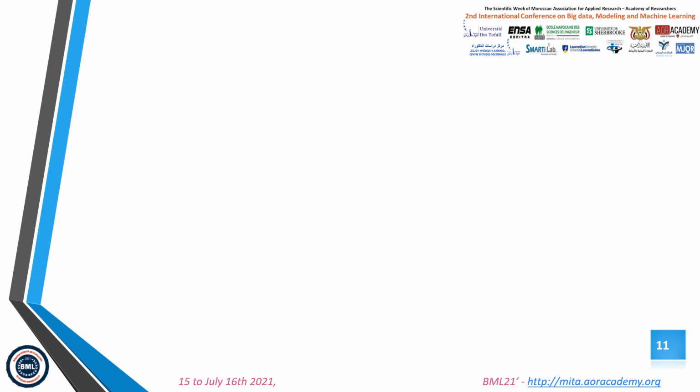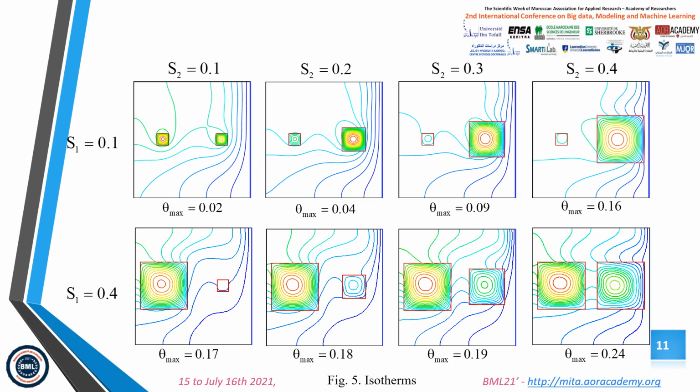For the isotherms, this figure shows these lines for different values of S1 and S2. This figure shows that the isotherms are concentrated in the largest block and tight in the fluid medium. The isotherms also show that the maximum temperature increases rapidly with S1 and S2.